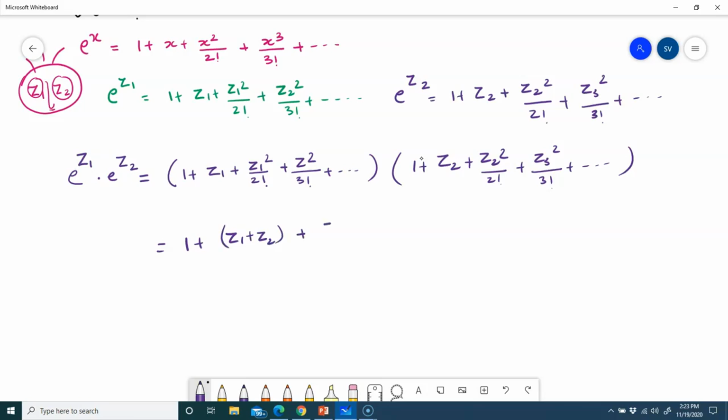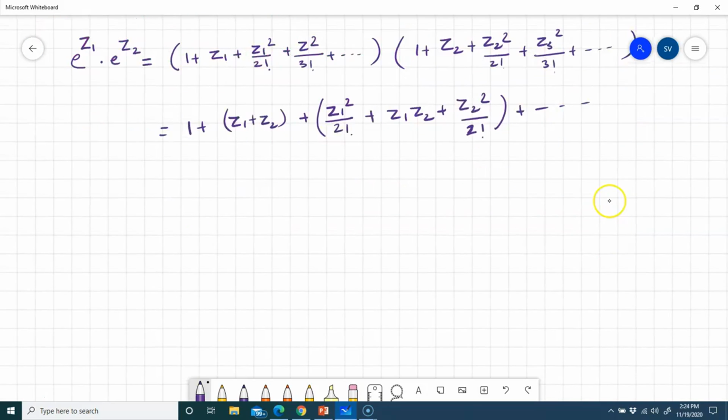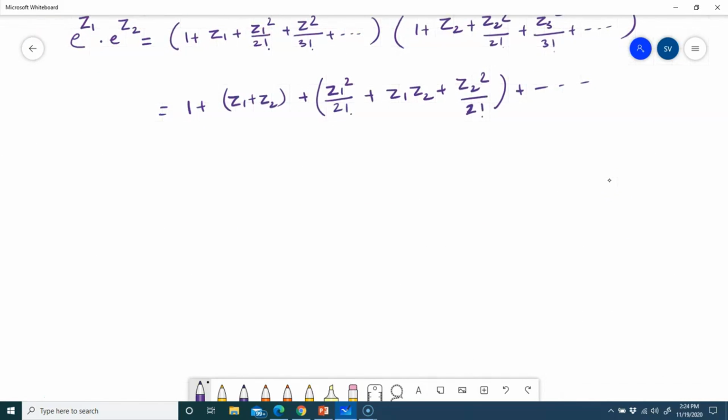plus c1 square by 2 factorial plus z1 z2 plus z2 square by 2 factorial. I made a mistake, not c1 square by 2 factorial. Yes, it is c1 square by 2 factorial. So c2 square by 2 factorial. Yeah, that is correct. I also made a problem in between the foiling process. So and so on. Okay, so this is the thing, and we are actually going to conclude at this point.